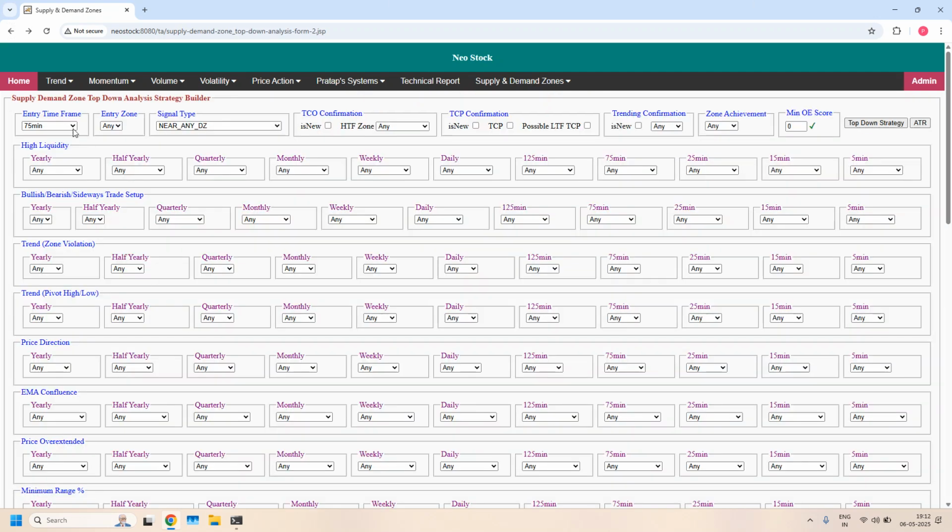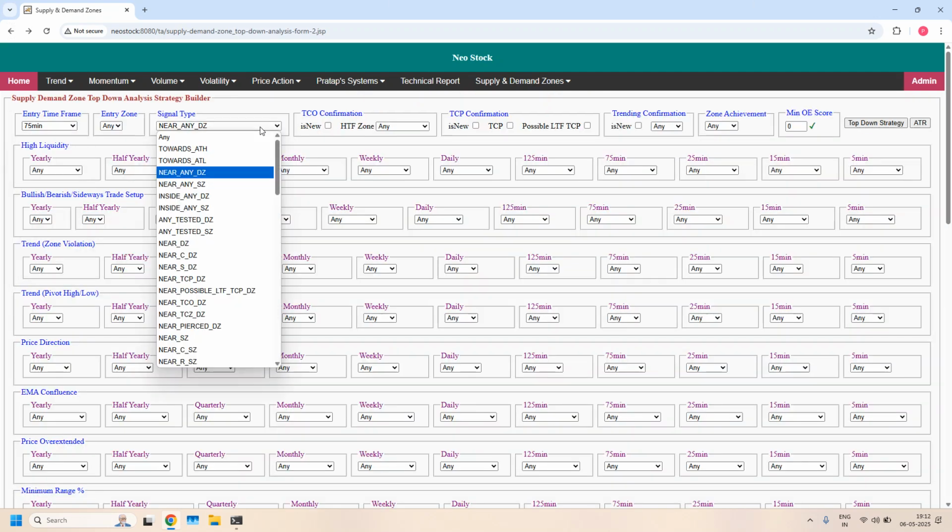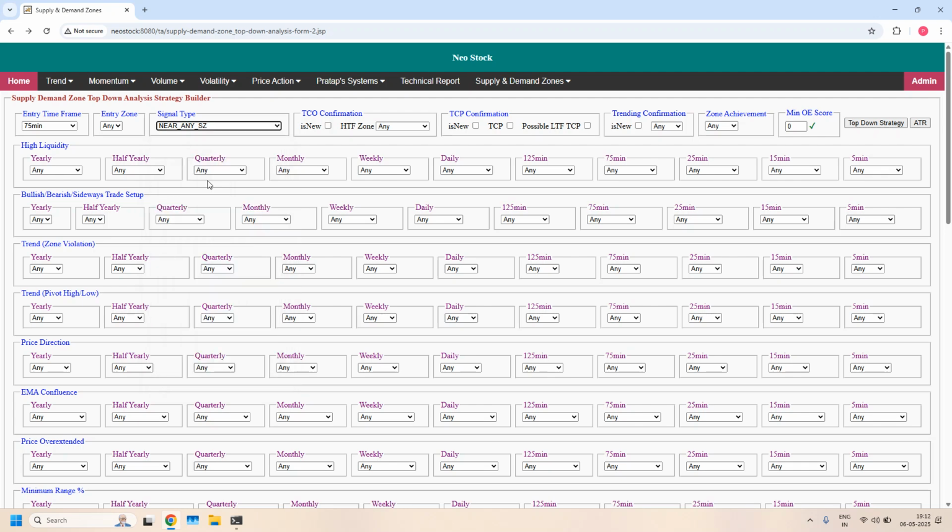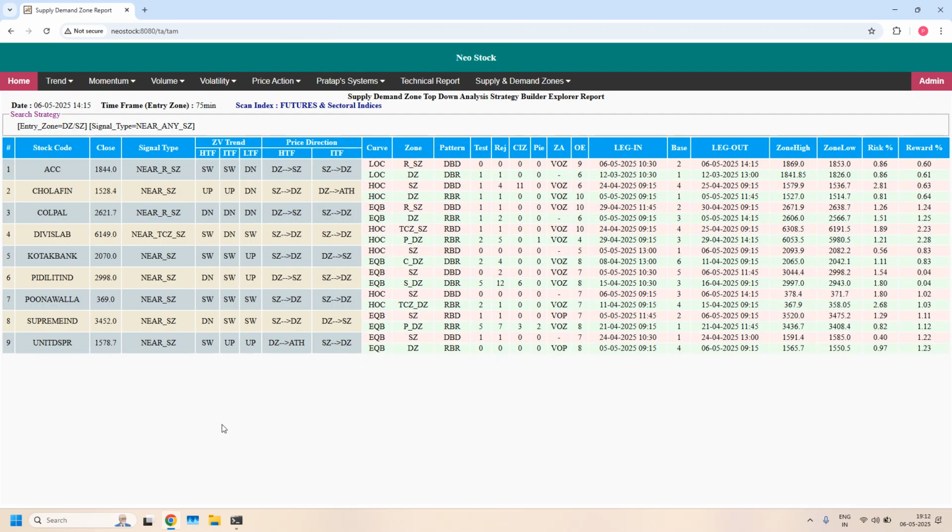Okay, next, for 75 minutes time frame, let us find the stocks near to the 75 minute supply zones. ACC is having a 75 minutes high liquidity supply zone. Concor is having 75 minutes high liquidity supply zone. That's it. We identified two 75 minutes high liquidity supply zones from this list.